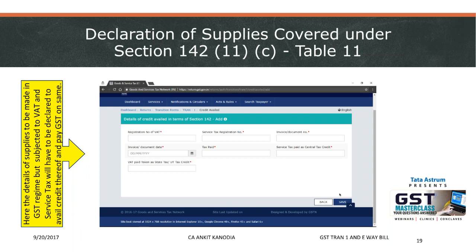Table 11 requires you to give the registration number of VAT, service tax, the document, the invoice number, the invoice date, what amount of tax you had paid, the amount that you want to avail as VAT credit and what you avail as service tax credit.